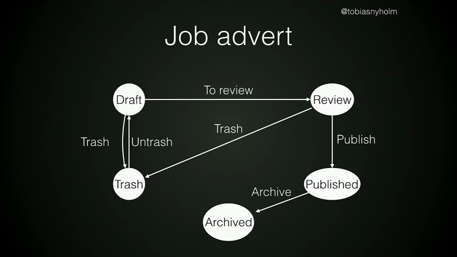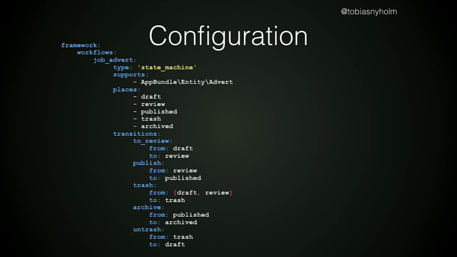And speaking about configuration, this is how I configured my state machine. And the configuration is quite simple. I mean, you just say that this is a workflow named job advert, and this is a type state machine, and it applies to this entity, and here are all my places, and here is how I can move between the places. So if my business logic changes, this is where I just add the.